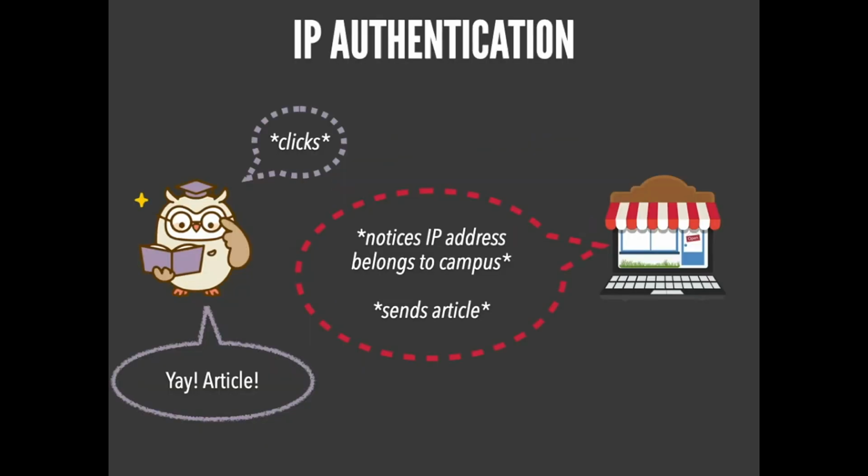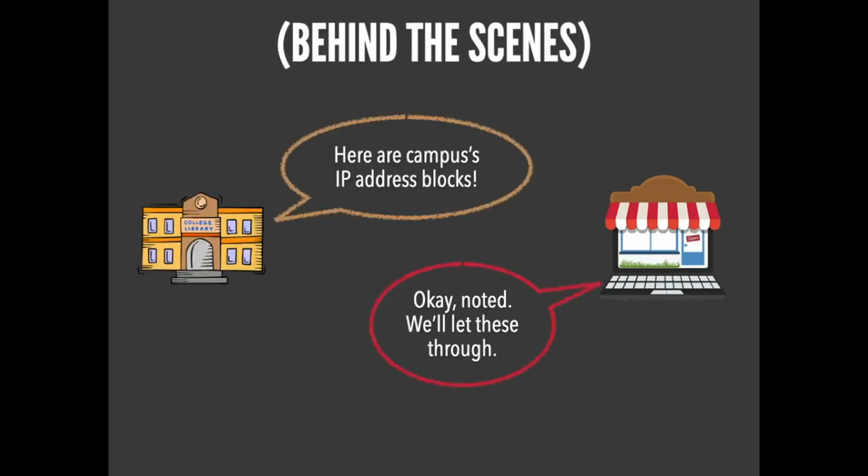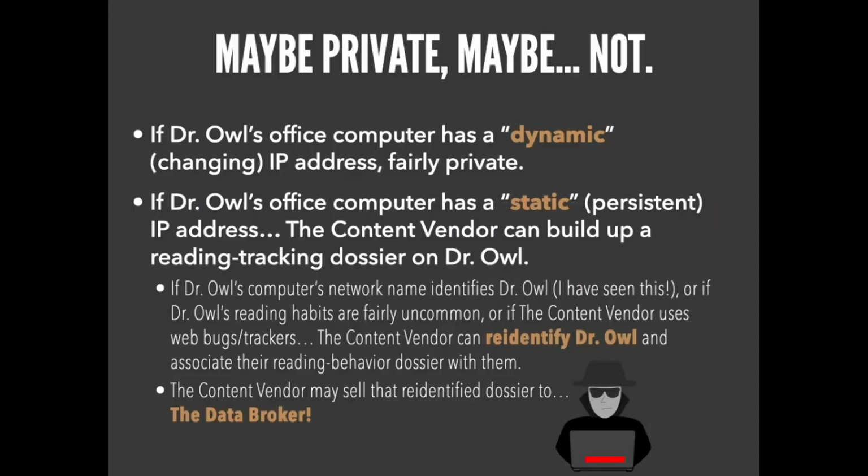One is IP authentication, since Dr. Owl is in their office. Dr. Owl clicks on the article link, the content vendor notices that Dr. Owl's computer's IP address belongs to campus, so the content vendor sends the article back to Dr. Owl's browser. Behind the scenes, of course, there's some work that the library and the content vendor have to do, maintaining lists of IP addresses that belong to campus. And I'm kind of oversimplifying here, but just so you have the basic idea.